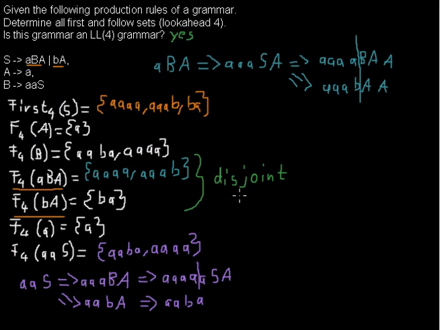And you would just need follow sets to check for LL4 when you have epsilon productions. I explained why in my LL1 video. And I don't need to calculate follow sets for this grammar, but I will do it anyway in the next video to just show you how it works.